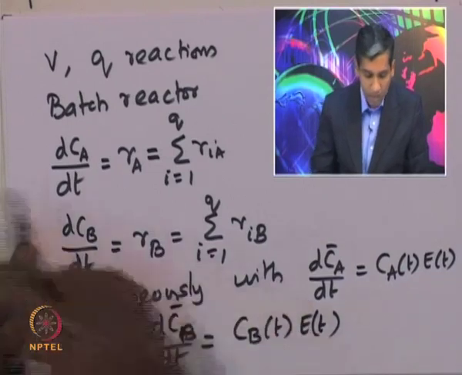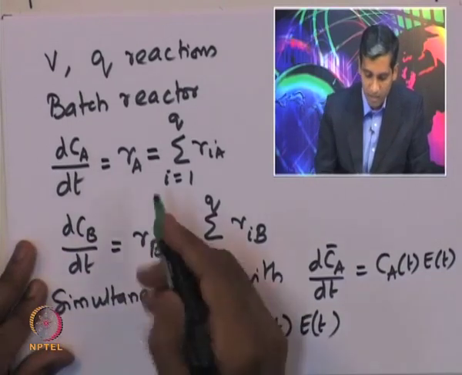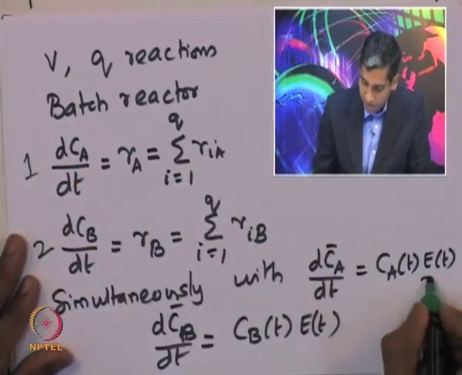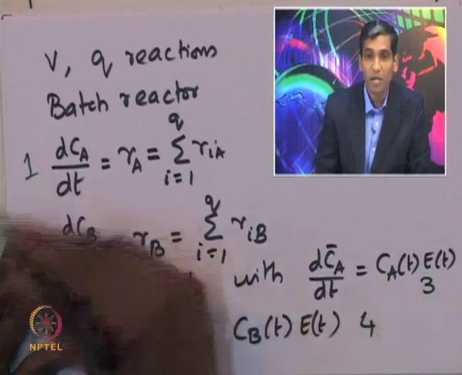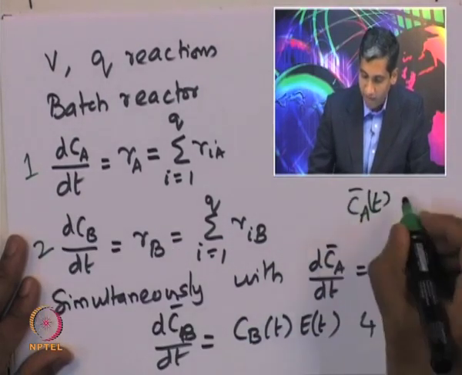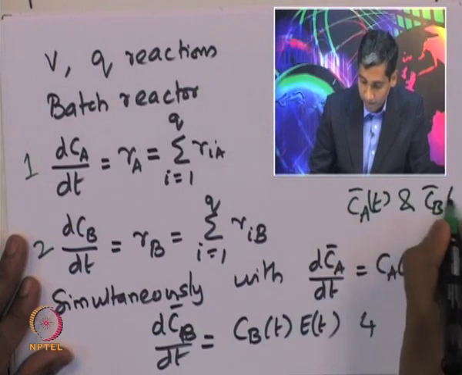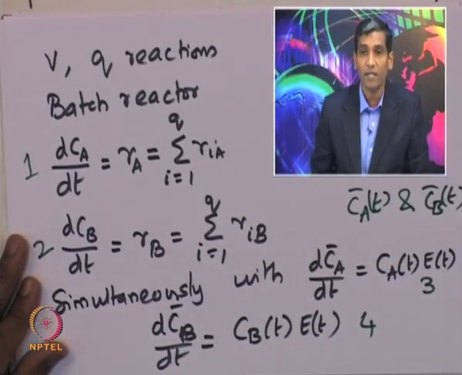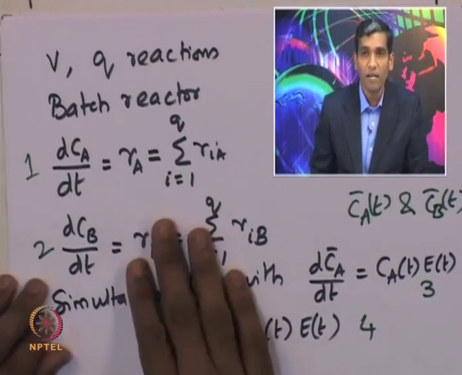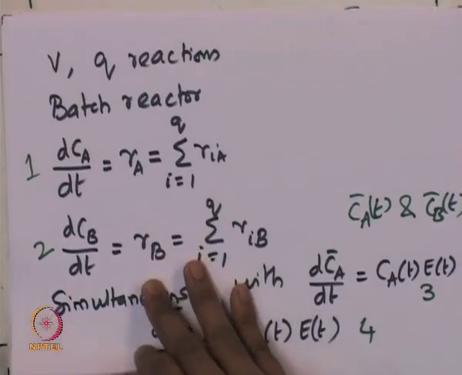So, by solving these four equations simultaneously, equation 1, equation 2, equation 3 and 4, we need to find Ca of t and Cb of t. That gives us the concentration of the species as a function of time, which actually follows the segregation model. Next, let us look at the multiple reactions for the maximum mixedness model.